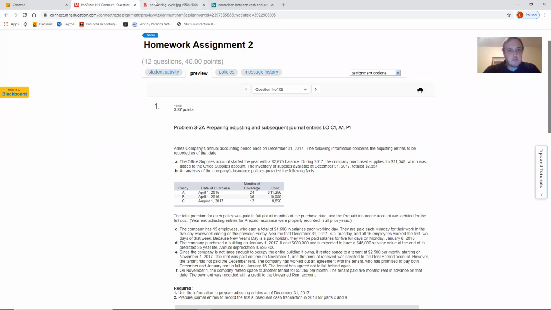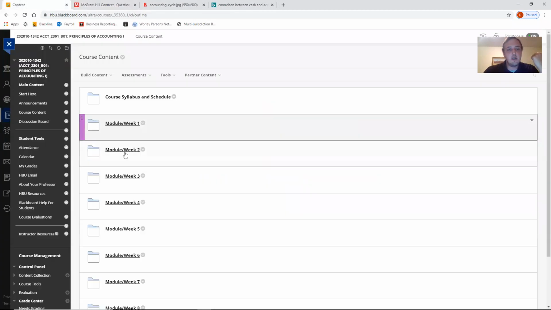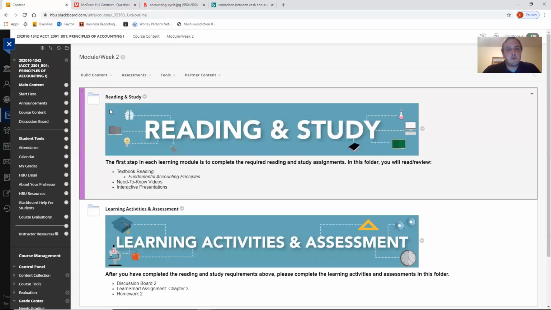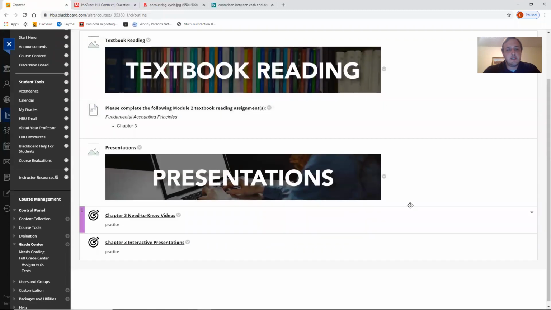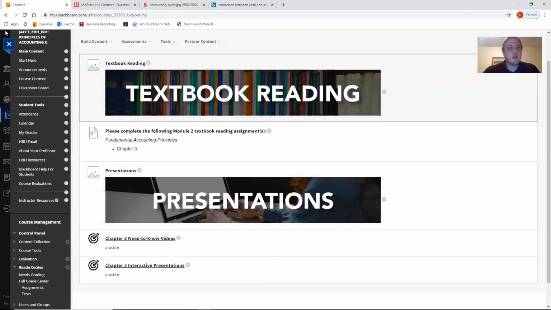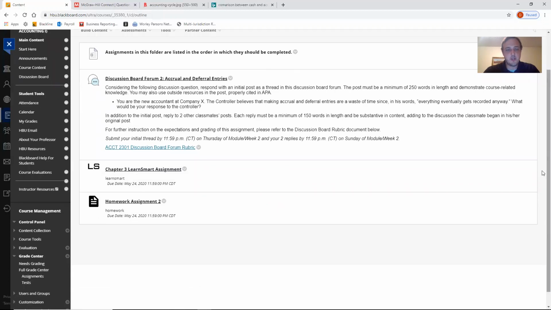Little housekeeping before we get into the problems. So remember, if you go to course content, module week 2, this week you'll be reading chapter 3. You have the presentations and videos here. And then if you go to the learning activities and assessments, you have another discussion board. So remember, on the discussion boards, you need to make your post by Thursday night and then have 2 replies by Sunday night. And the rubric of it is right here. And then you have your chapter 3 Learn Smart, and then we'll get into the homework assignments.